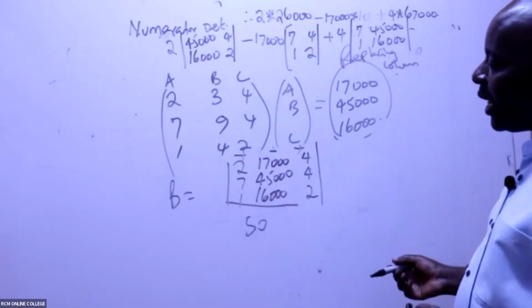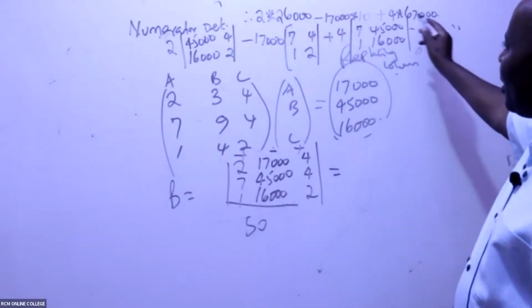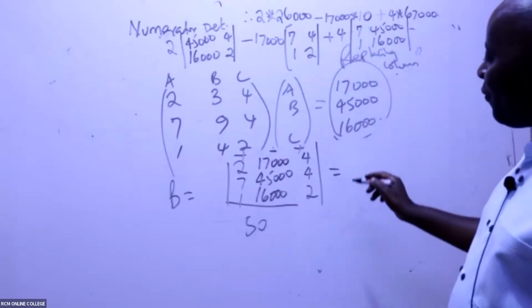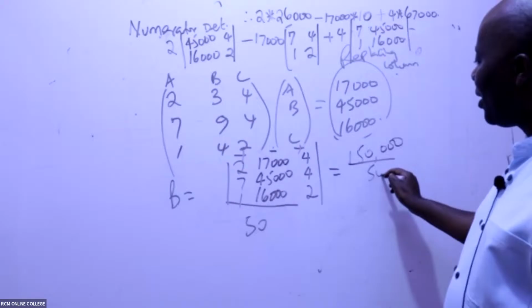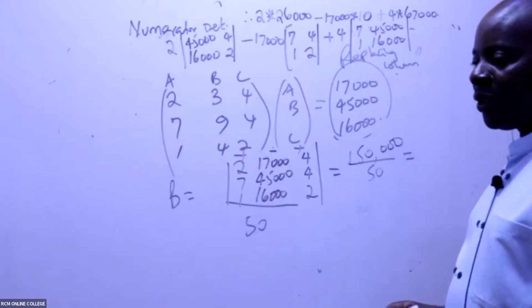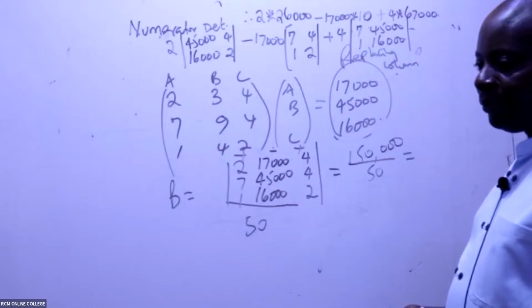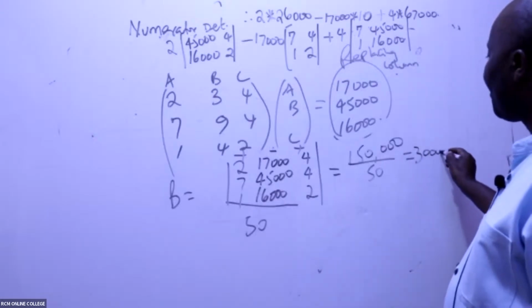Determinant of the numerator, I mean. What figure are we able to get if you just follow this now? 150,000 divided by the 50. So then at the end of the day, what figure shall we get? So we have there 3,000. I'm being given 3,000 units.